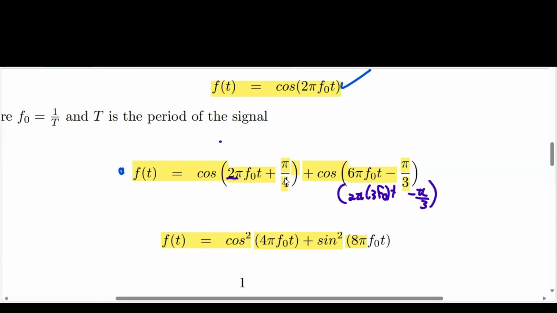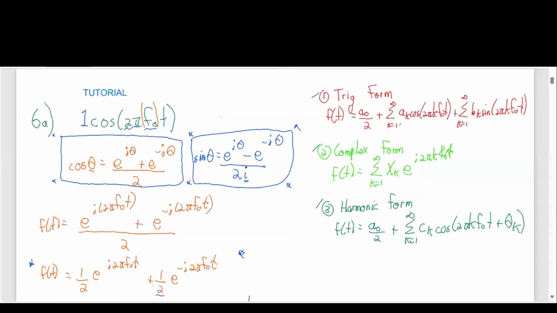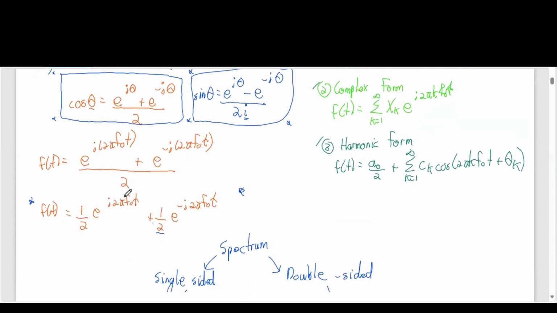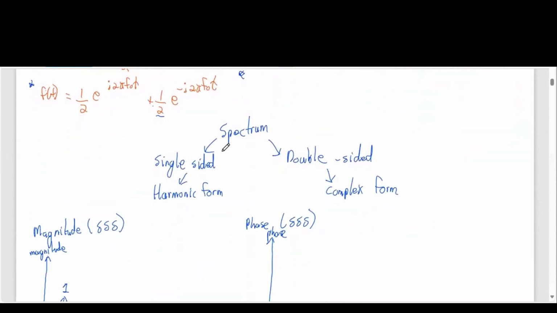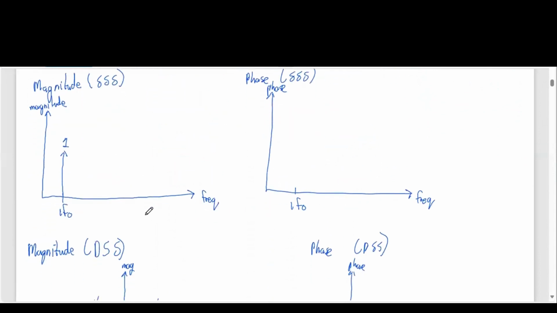All right, so nice. So we have this question, so let's go and tackle it. We did this question last video. Make sure you know the three forms. We learned this, so make sure you know this equation. And we learned the different types of spectrums. The double-sided comes from the complex, single-sided comes from the harmonic, and we did some spectrums. Nice.